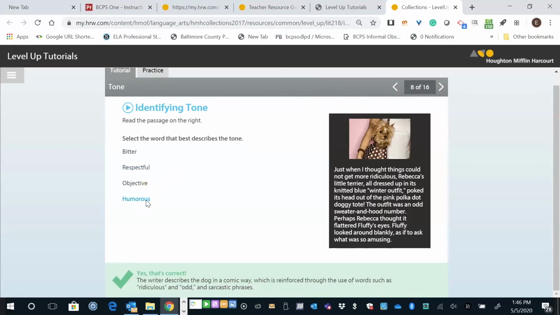If you select humorous, congratulations, that's correct. The writer describes the dog in a comic way, which is reinforced through the use of words such as ridiculous and odd and sarcastic phrases.